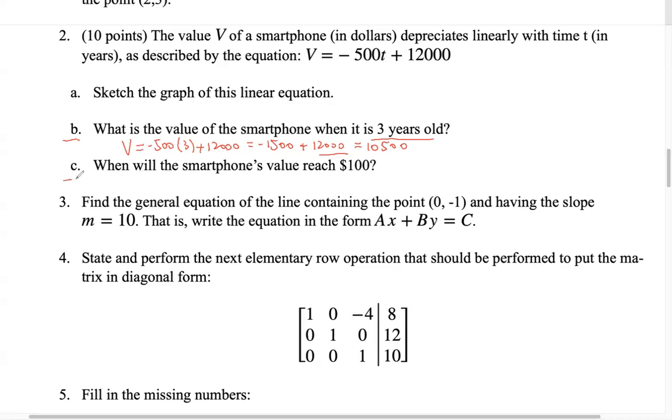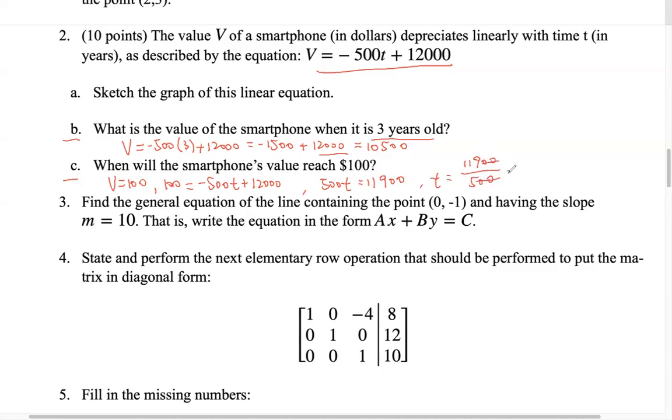That's it. C is asking when will the smartphone value reach 100? So that means V equals 100. Well, we use this equation. So V equals 100 equals negative 500t plus 12,000. Right, we can move negative 500t to the other side, becoming positive. Then move 100 to be with 12,000. So 12,000 minus 100 would be 11,900. Then t equals 11,900 divided by 500.